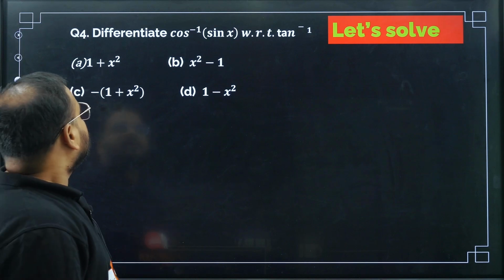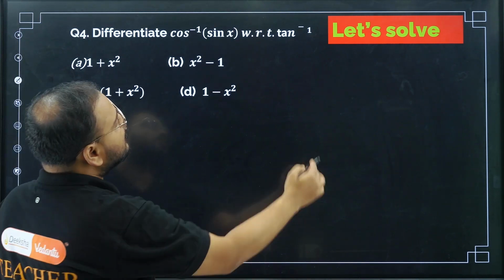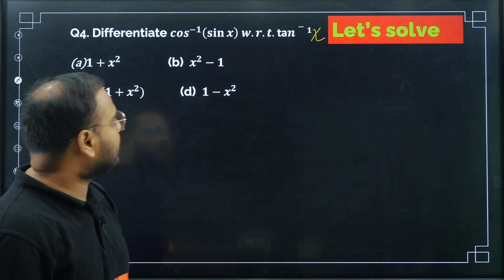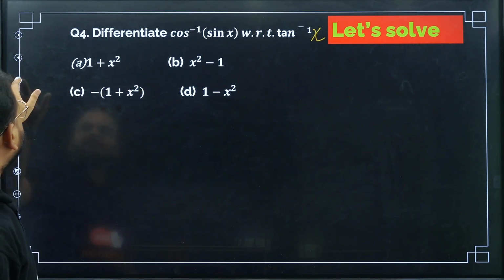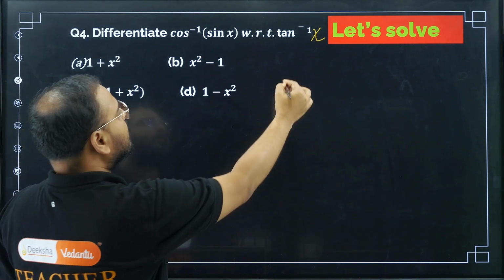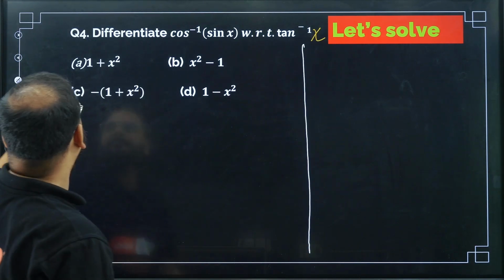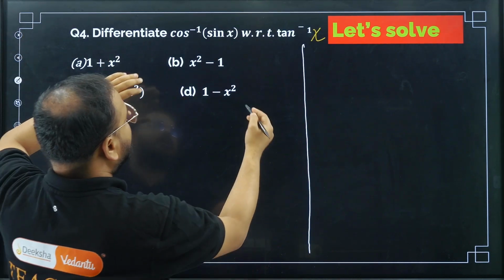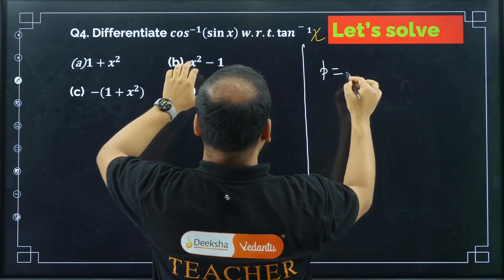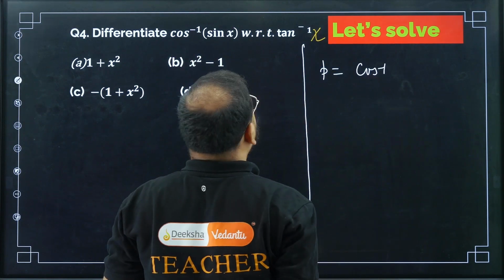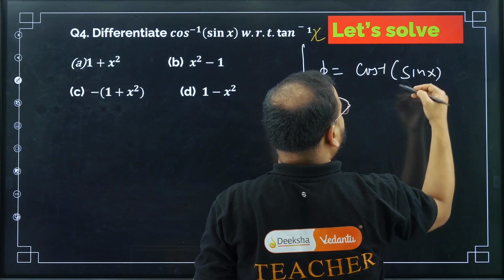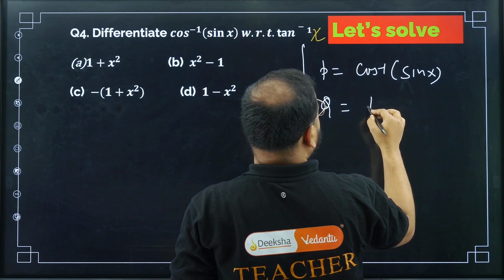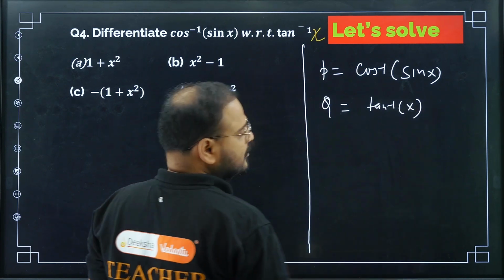Fourth problem. Differentiate cos inverse of sin x with respect to tan inverse of x. I hope this is visible. This is x, okay? Tan inverse of x. Alright, so the same way we'll do it. The steps will not change. Whatever the question, the steps will remain the same. So let's take the variable p equals cos inverse of sin x, and q to be tan inverse of x, am I right?